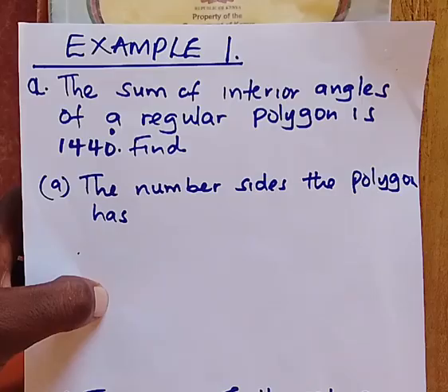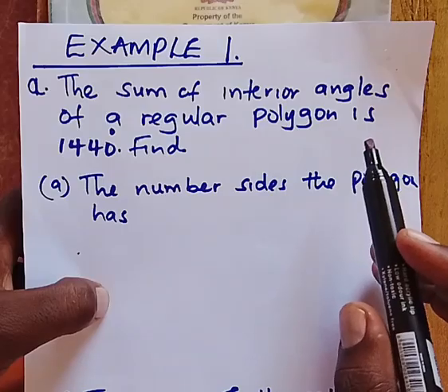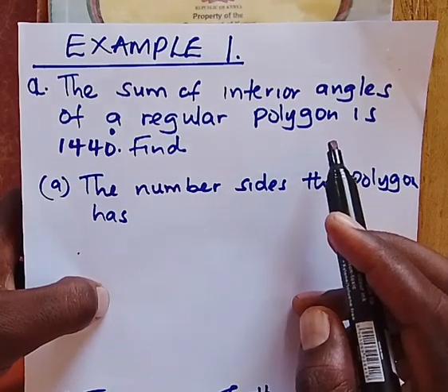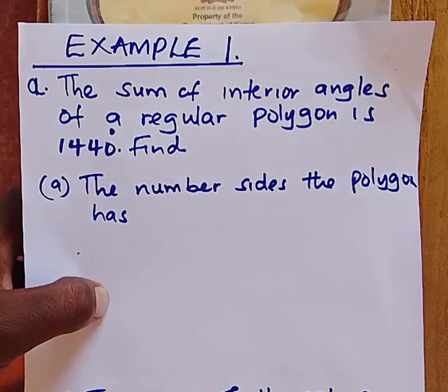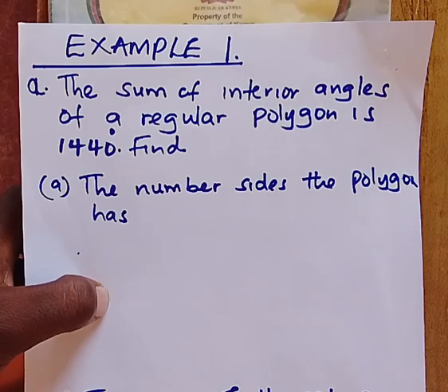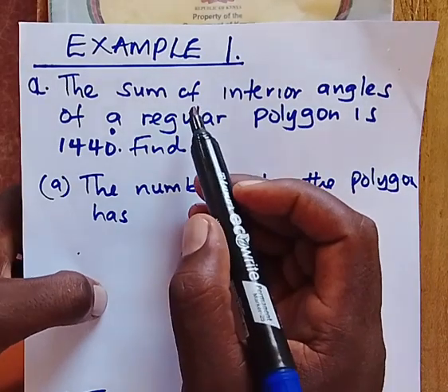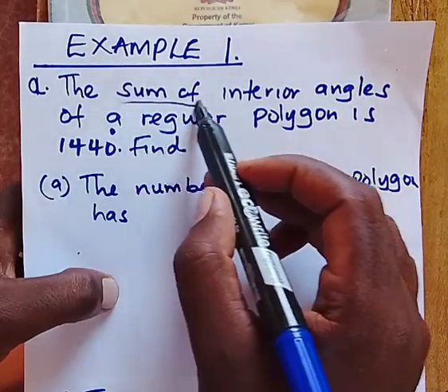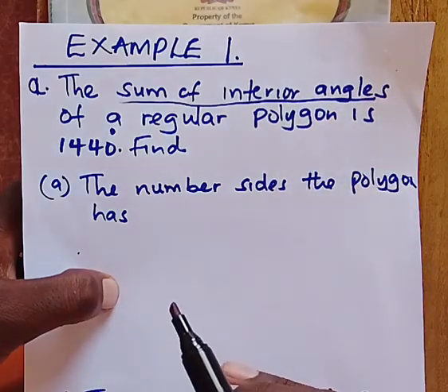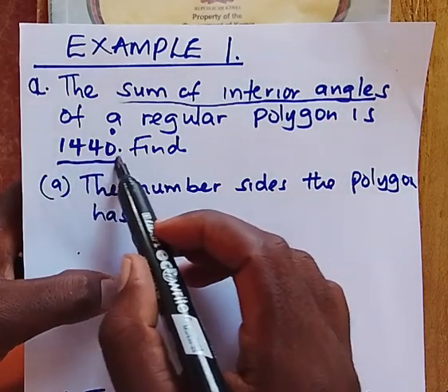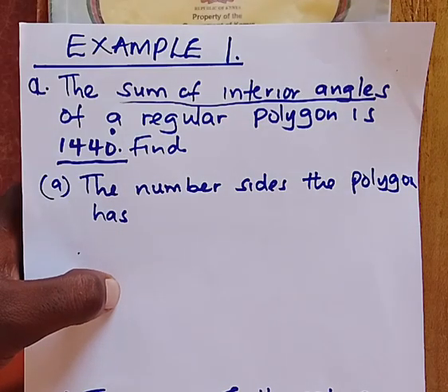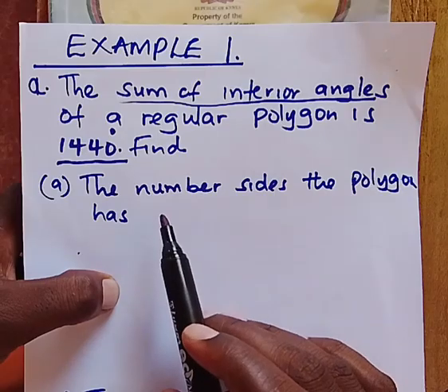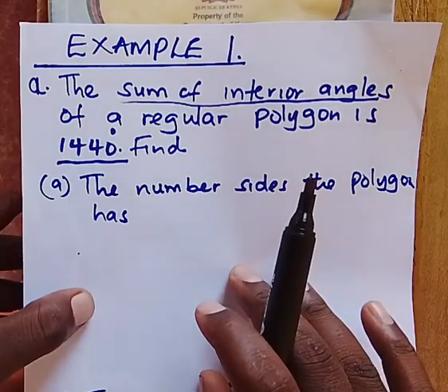So here we have example 1. Example 1 says the sum of the interior angles of a polygon is 1440. Find the number of sides the polygon has, and the name of the polygon. So let's look at this question. The keyword here is the sum of interior angles is 1440. We calculate the number of sides the polygon has.